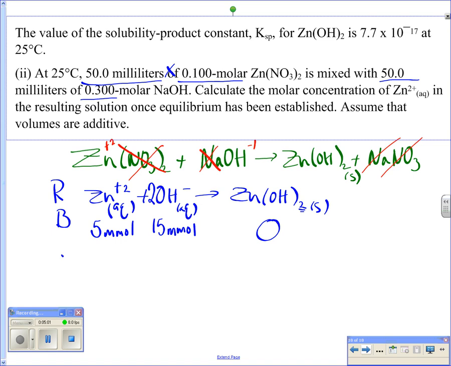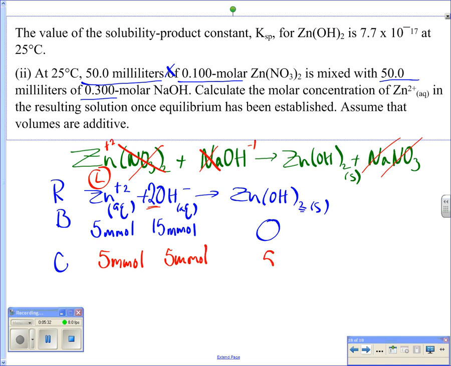So then what is my change? I need to decide which one of these is my loser. Who is going to limit my reaction? I know I need twice as much OH as I do zinc. So I go over here and go 5 times 2, that's 10. I need 10 OHs to make this work. Oh, I have more than enough. I have 15. So I know that zinc is going to be my limiter. Whenever it's your limiter, if you remember way back from limiting reactants, you write that guy down.